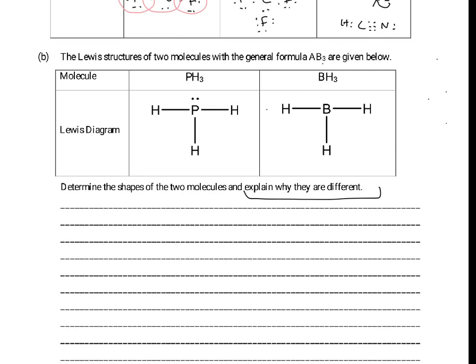With shape questions, it's kind of 3 main points that you have to deal with. Number 1, you have to look at how many regions of charge are around the central atom. So if we look at phosphorus, it's got 1, 2, 3, 4 regions of charge. So for PH3, it's 4 regions of negative charge. Somewhere you have to state that it's negatively charged or that there are electrons, which implies it's negative.